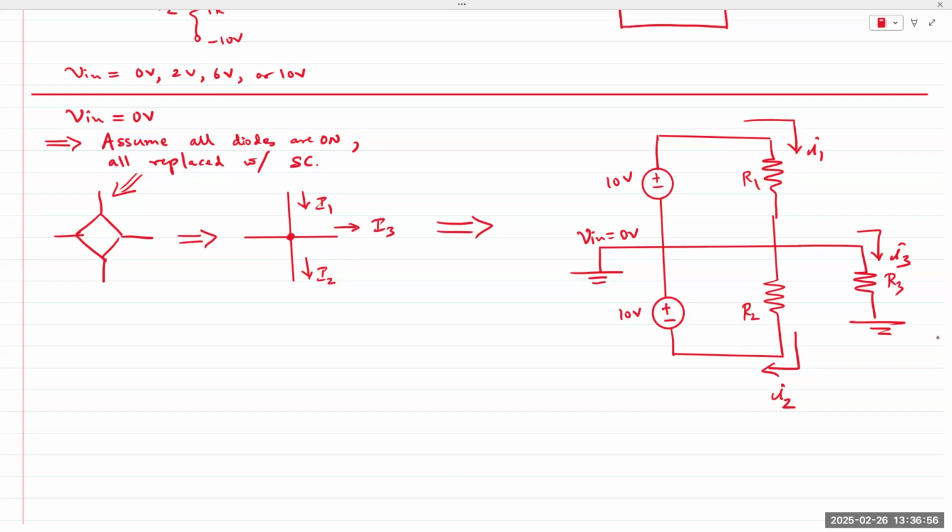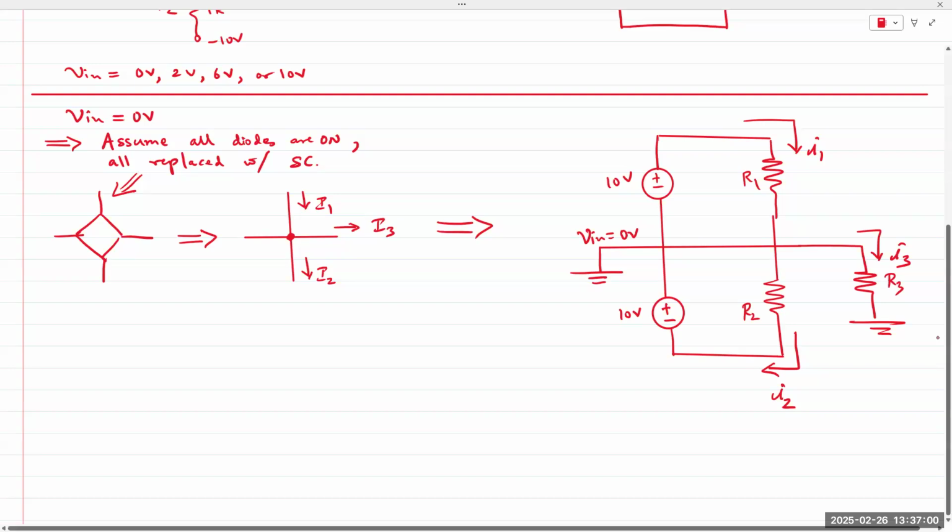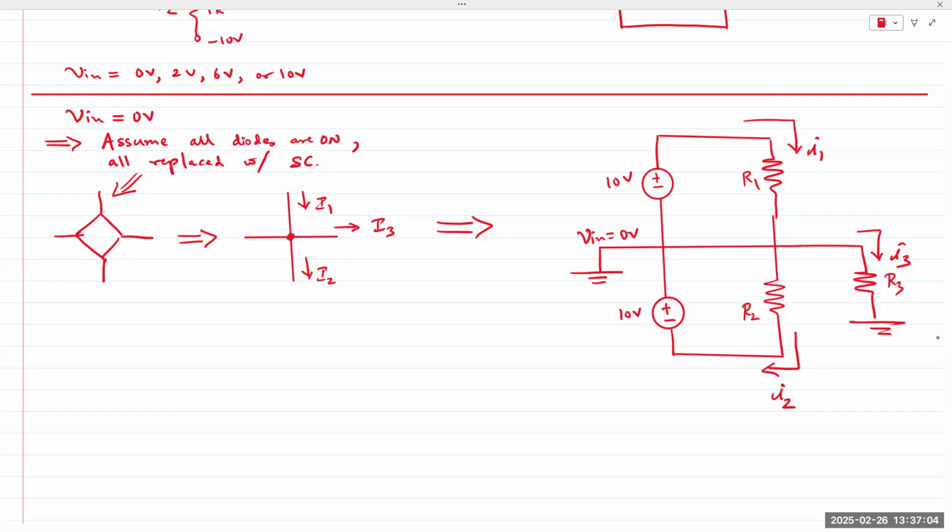So far, so good. All right, so now it becomes a simple case of applying Ohm's law. We have two separate loops. We can apply KVL around the loop, apply Ohm's law, find the current I1, and then find current I2. In this case, it's straightforward.